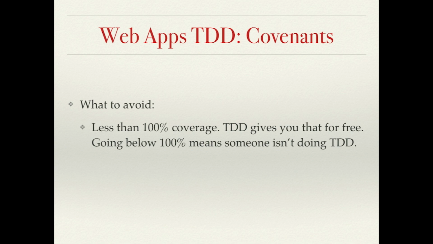But typically, if you go below 100% code coverage, it means that somebody wrote some code that was not there to satisfy a test, which means somebody isn't technically doing test-driven development. It's not the end of the world. Sometimes we catch ourselves and we fix it. It's not that big of a deal, but it's an interesting signal.